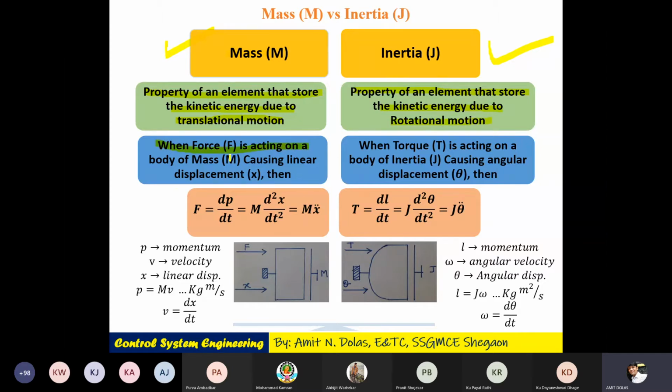When force is acting on a body of mass m, causing linear displacement x, then your force F will be equal to the rate of change of momentum with respect to time, where momentum is equal to m into v, kg meter per second, and velocity can be written as the rate of change of displacement with respect to time, dx by dt. So putting these values here, it will be m d square x by dt square.